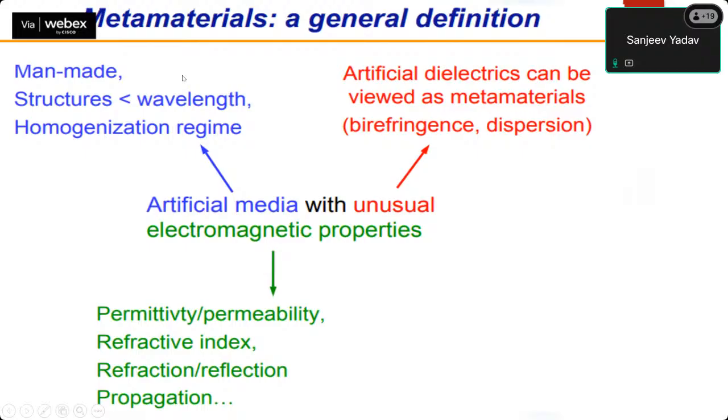Metamaterials are generally man-made structures whose wavelength is much greater than the homogeneous regime, and they are artificial dielectrics which can be viewed as metamaterials. By combining artificial media with unusual electromagnetic properties, what properties? Permittivity, permeability, refractive index, refraction, reflection, propagation, all the properties which we can alter. These man-made properties are altered, and these artificial dielectrics can be viewed as metamaterials.